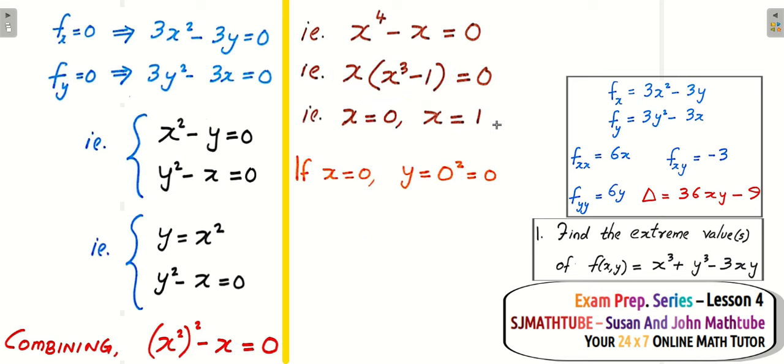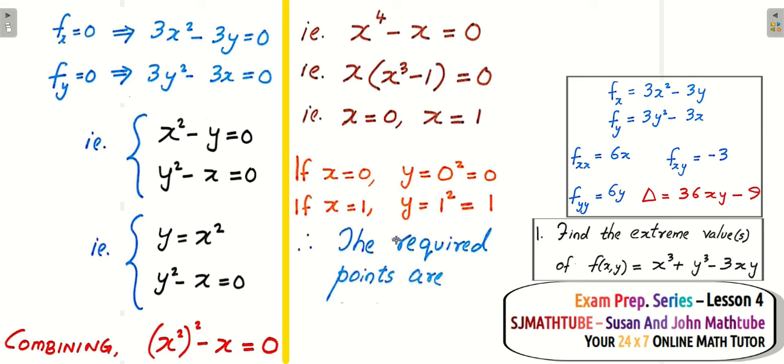Okay, now take a look at the question. How many variables are there? 2 variables. So you have to find the y value. So if x equal to 0, you can take a look at this y value. Y is equal to 0 square. And if x equal to 1, y is equal to 1 square. So we have the required points 0, 0, comma 1, 1. So now tell me, what's the next thing to do?